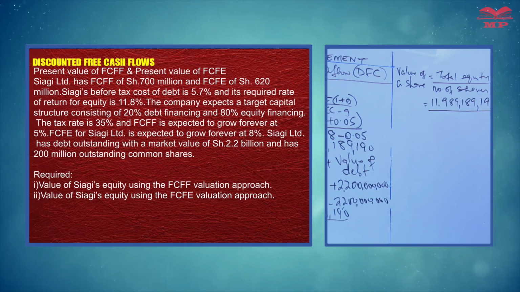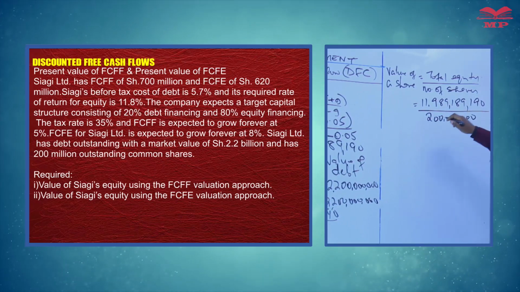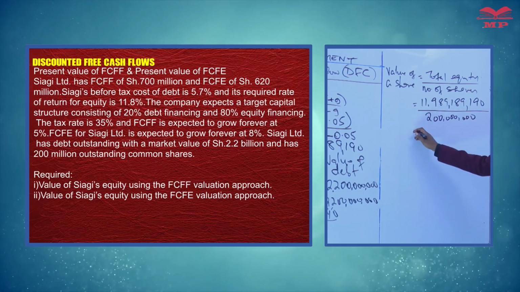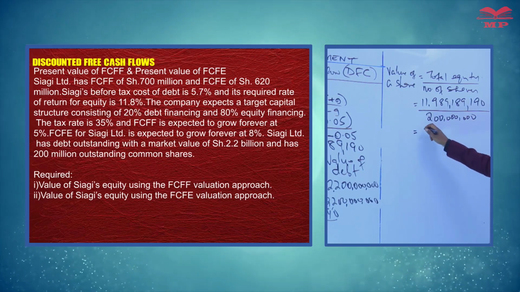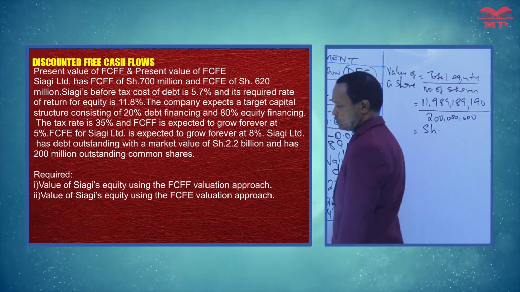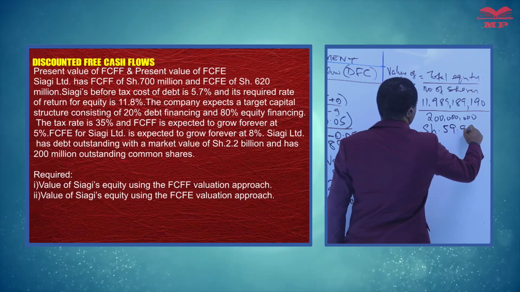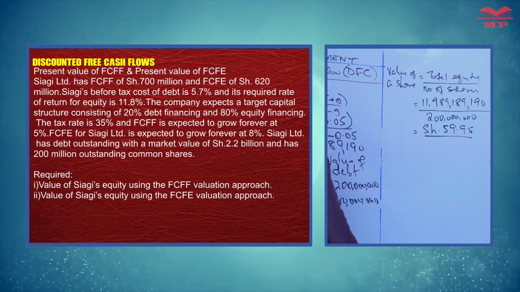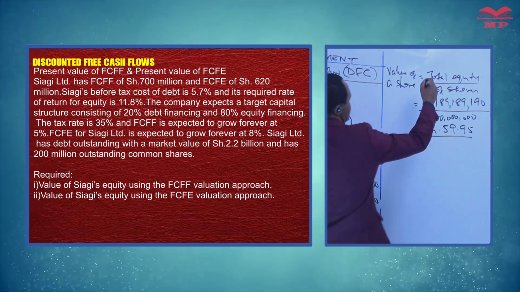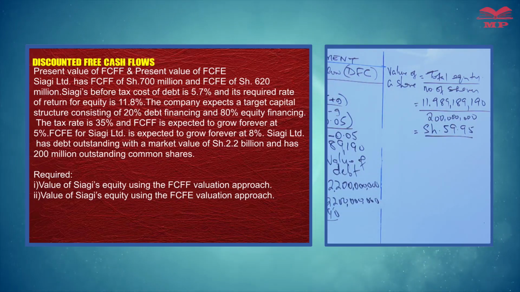We divide by the number of shares from the question, 200 million outstanding common shares. So we have 200 million outstanding shares. That will be the value of a share. How much? What is the value? 59.95 is the value of a share, using the first approach.